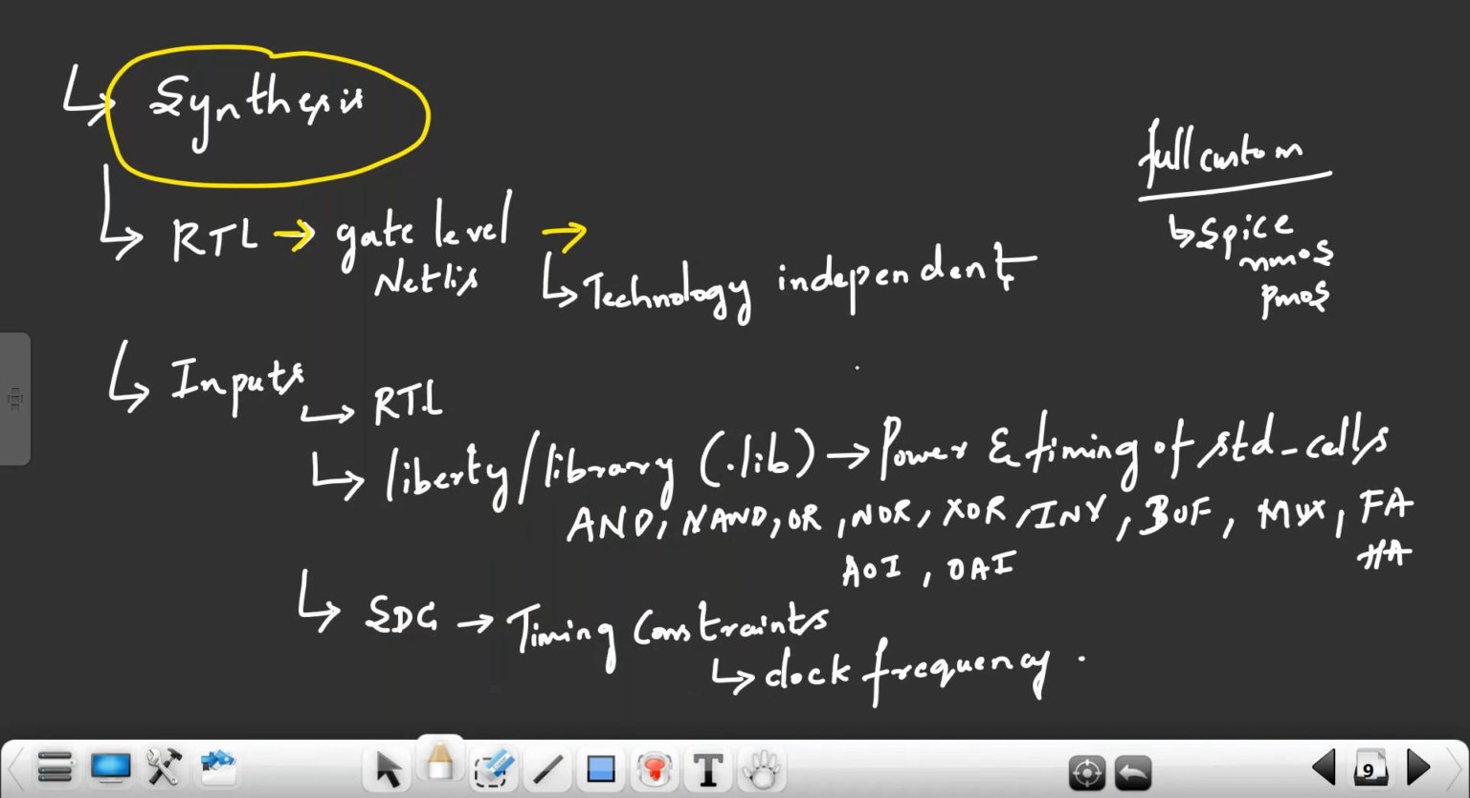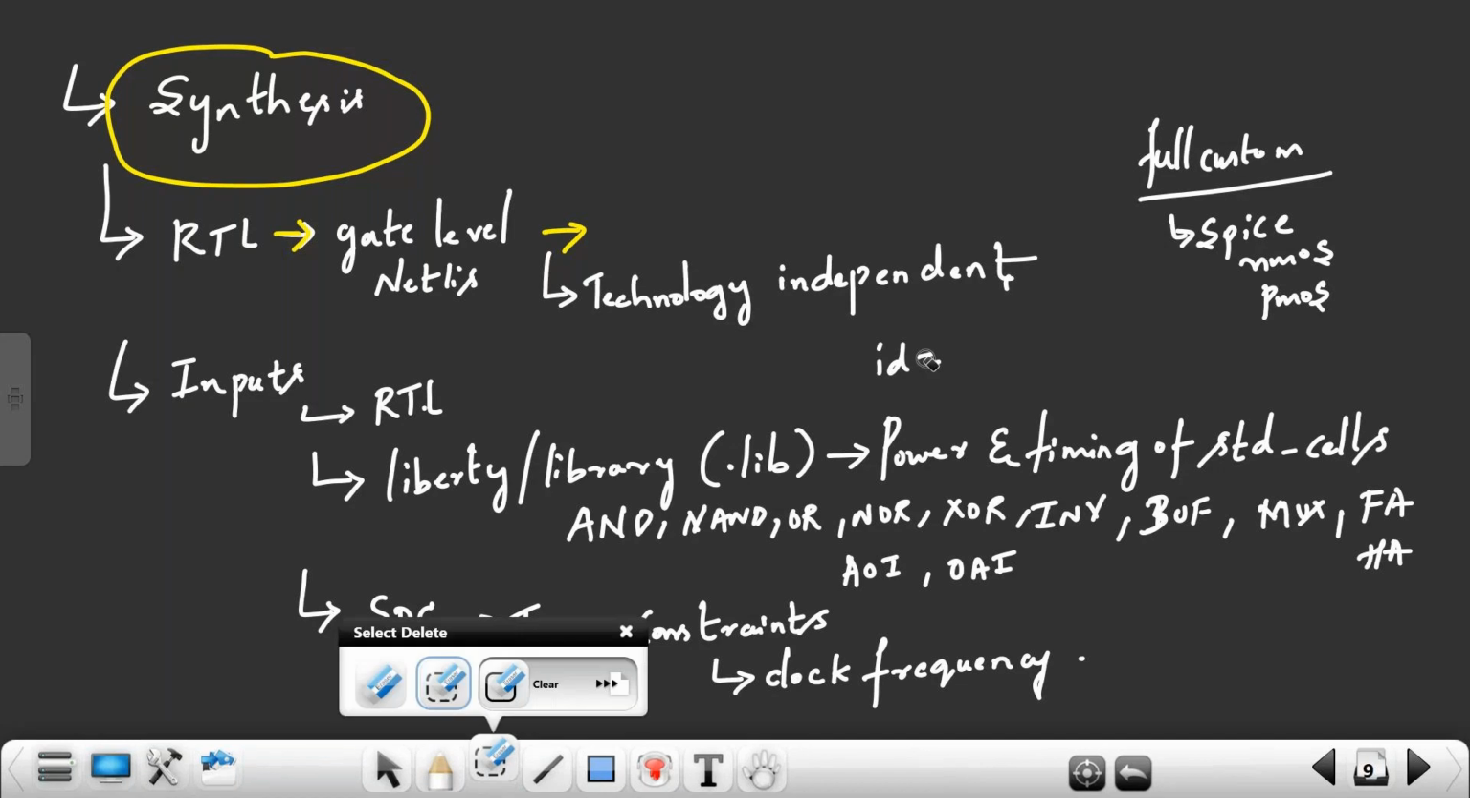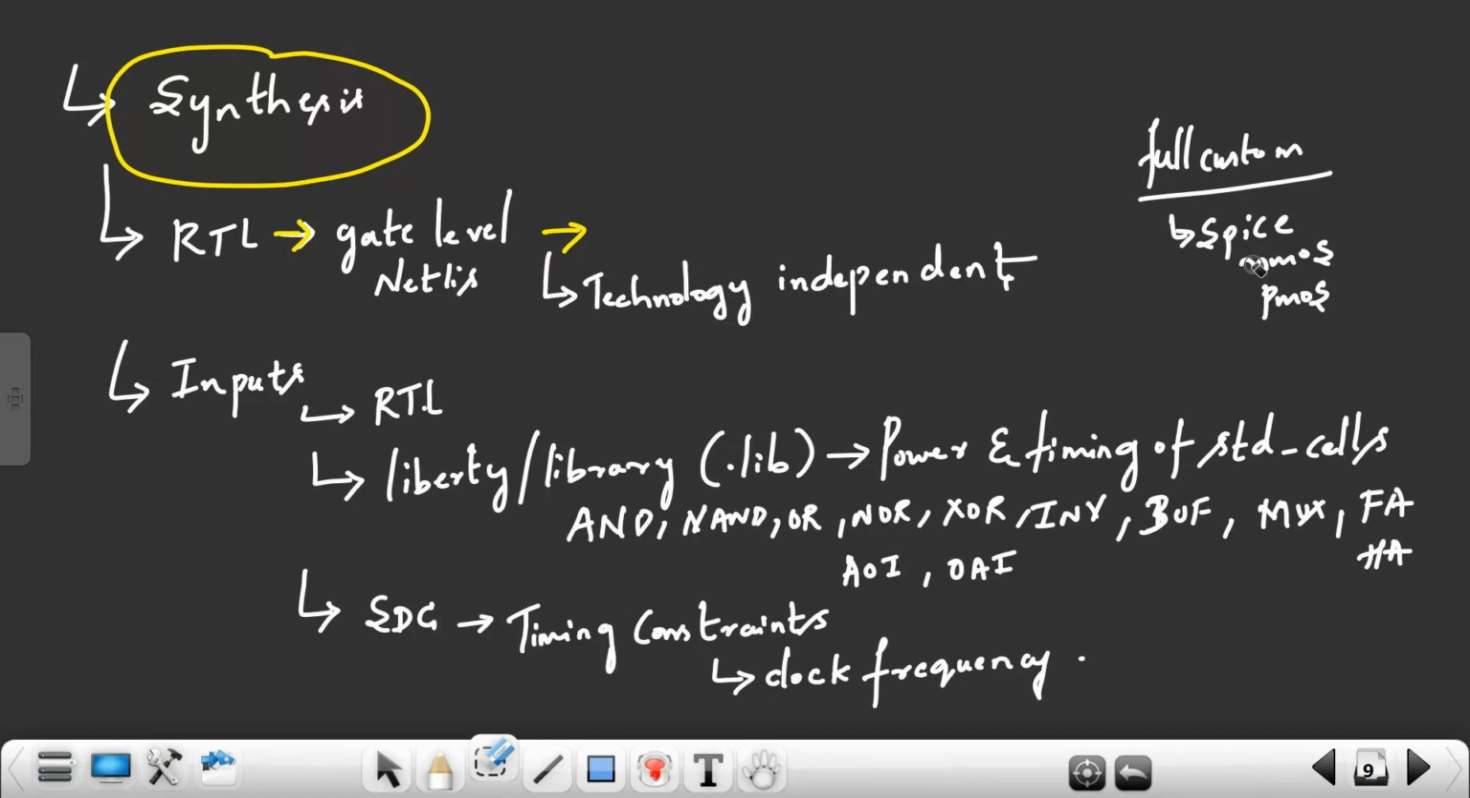The current is ID, right? The ID equation: mu naught C naught Fx W by L, (VGS minus VTS) the whole square. So they will give the mathematical model. That mathematical model is called what? Spice models. These spice models we will get from foundries. These spice models will change from technology to technology.